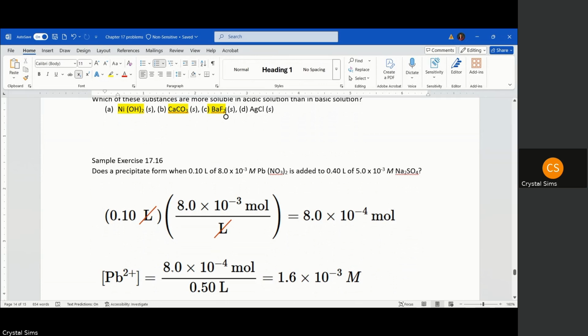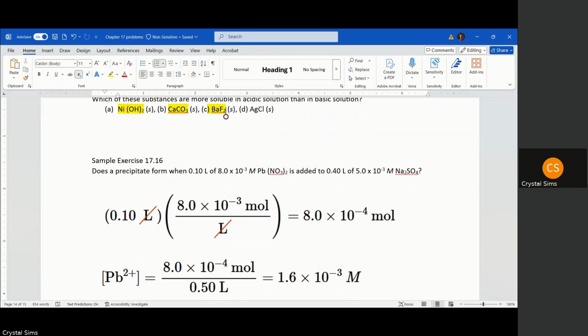And we're going to take that and divide by the total amount of solution. We've added 0.10 liters to 0.40 liters for a total of half a liter. So the molarity of the lead ions is 1.6 times 10 to the negative 3. So that's our concentration of lead in our mixture.